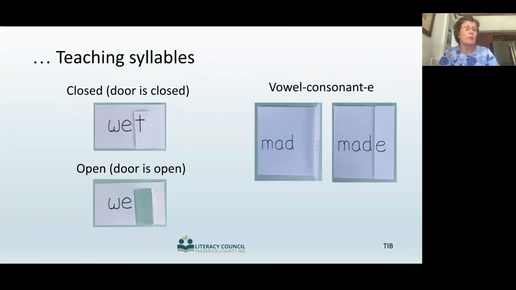Syllables with the vowel consonant E pattern end with a silent E. The vowel before the consonant is long. Using a bend card, you can show your student how the vowel changes from short to long as you fold the flap over to make the E. So mad becomes made. We have lots more information on teaching syllables in a separate unit. You can also find information in your tutor information book on teaching syllables.